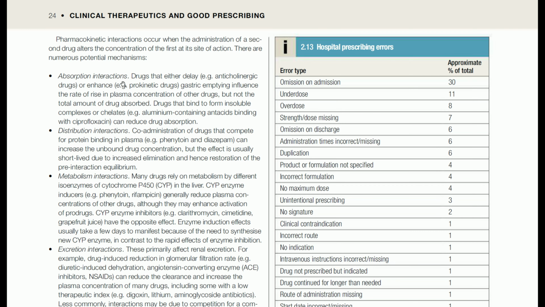Absorption interactions. Drugs that either delay, for example anticholinergic drugs, or enhance, for example prokinetic drugs, gastric emptying influence the rate of rise in plasma concentration of other drugs, but not the total amount of drug absorbed. Drugs that bind to form insoluble complexes or chelates, for example aluminium-containing antacids binding with ciprofloxacin, can reduce drug absorption.